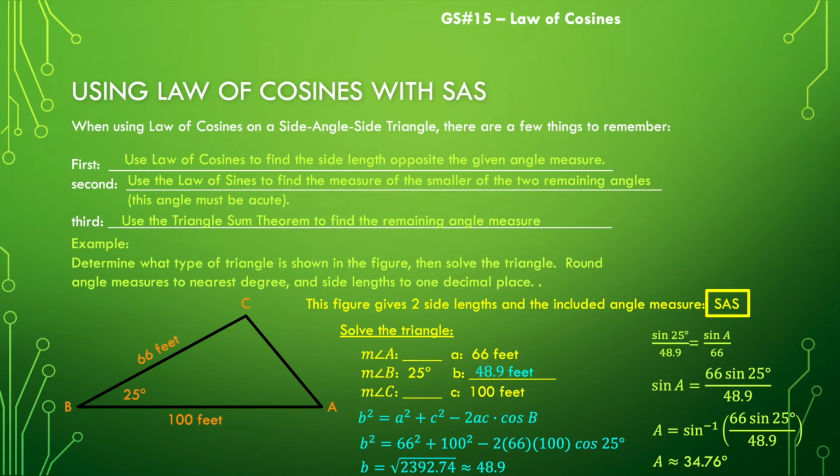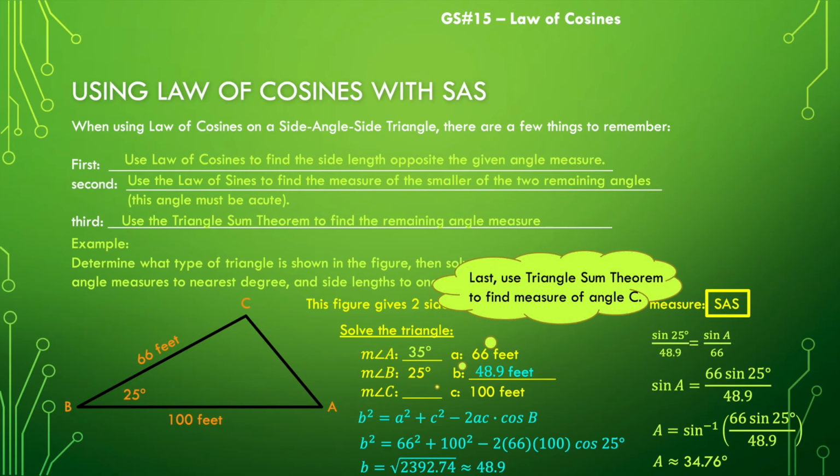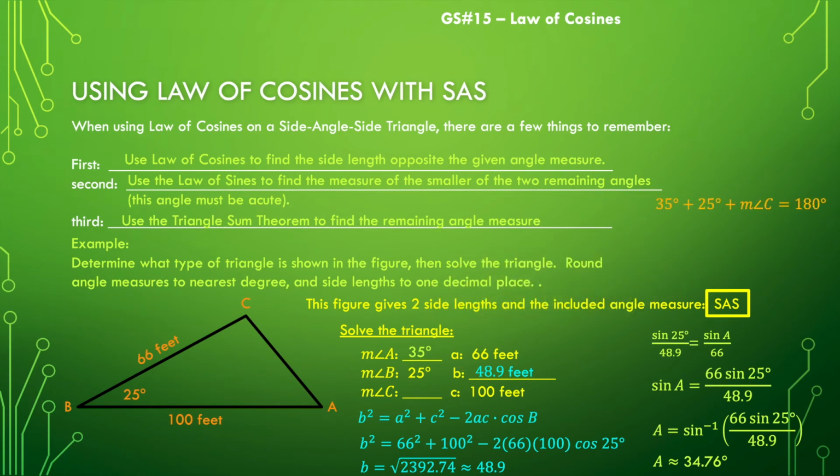And we're going to go ahead and round that to the nearest whole degree. And we see that to be 35 degrees. And then for the last angle measure, we'll use the triangle sum theorem to find the measure of angle C. So we know that 35 degrees plus 25 degrees plus the measure of angle C will equal 180 degrees. That will give us the measure of angle C to be 120 degrees. And voila, we have solved our triangle.